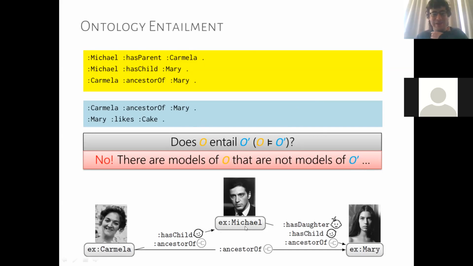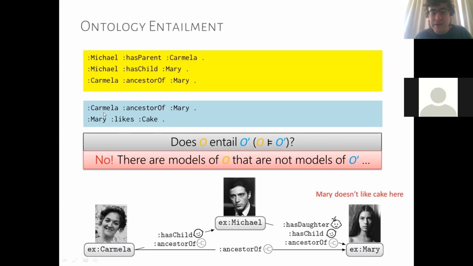Apologies. So in this case here, this would need to have the has parent relation. So this is fine, but the has parent relation is missing. So yeah, I would have to change that data. But essentially the idea would be if we had the has parent relation here, then we have Michael has child Mary, we have Carmela ancestor of Mary. So somehow this model fits this ontology here, but it does not describe that Mary likes cake, right?